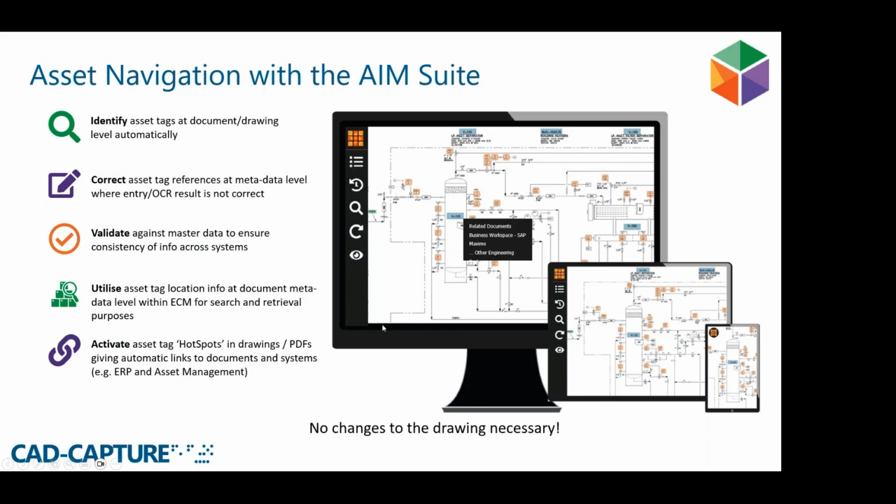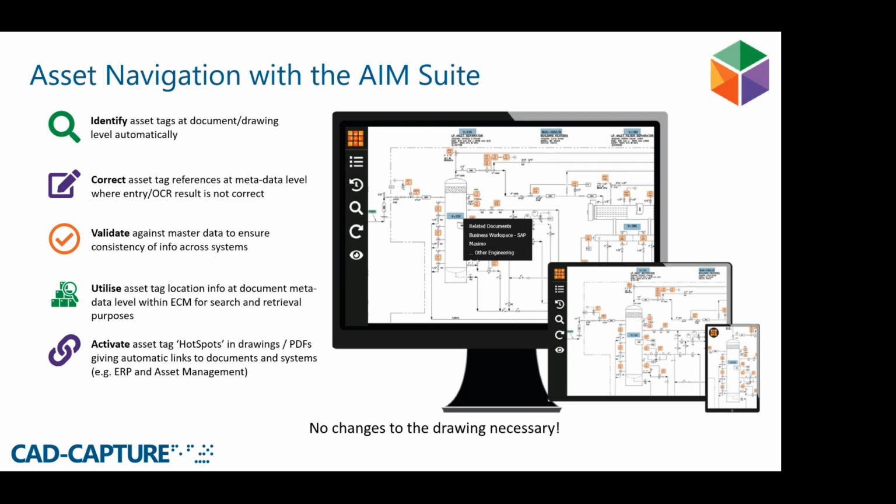So what have I talked you through today, and what have I shown you? Well, asset navigation with the AIM suite, the ability to manage the asset management information more effectively in an OpenText environment. We can automatically identify asset tags at the drawing and document level. We can correct asset tag references and either make those changes at the metadata level, or you can also reject them as well and then go through and correct those manually.